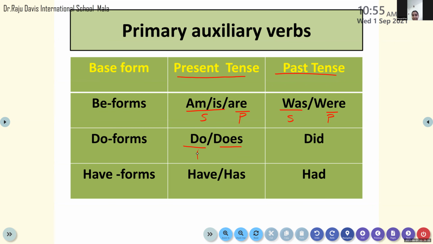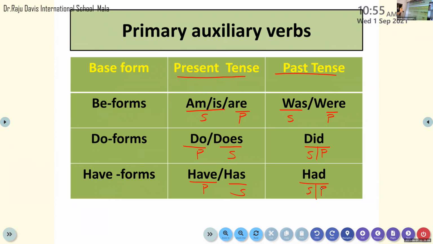Plural. Do is plural and does is singular. So instead of singular and plural, we are using did. Did can be used with the singular subject, and it can be used with the plural subject. Have and has. Have, plural or singular in form? Plural. Has, singular. So instead of singular and plural, we can use had in the past tense.